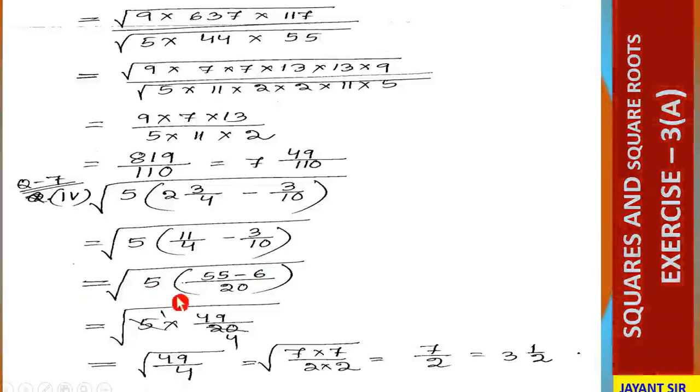So equal to 5 into root of 5 into, LCM is coming 20. 4 fives are 20, 5 into 11 is 55, minus 10 twos are 20, 2 into 3 equal to 6. We can write now 5 ones are 5, 5 fours are 20, that is 40 root of 49 by 4. 49 can be written as 7 into 7 and 4 can be written as 2 into 2. From this pair of 7 we can write 7, from this pair we can write 2. Now 7 by 2 can be written as 3 whole 1 by 2.